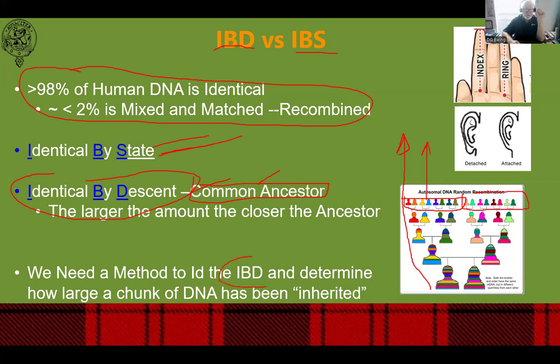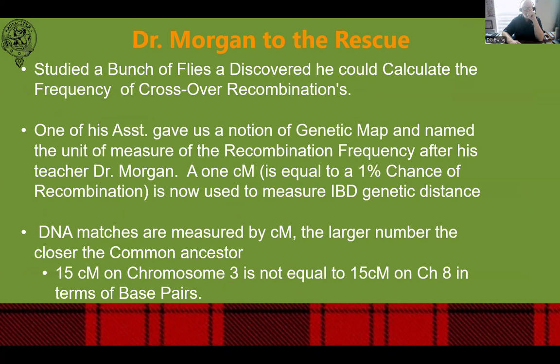All right. So we need a method to deal with this IBD and determine how big a chunk it is that we do share. So there was this guy called Dr. Morgan who looked at a bunch of flies and came up with a road path that his assistant finally refined, and he named it after his teacher, Dr. Morgan, and it's called Morgans. We don't use the term Morgans. That's too small a chunk. We use the term centimorgans or 100 Morgans.